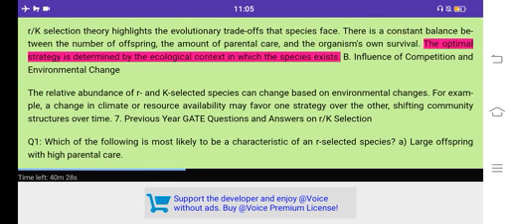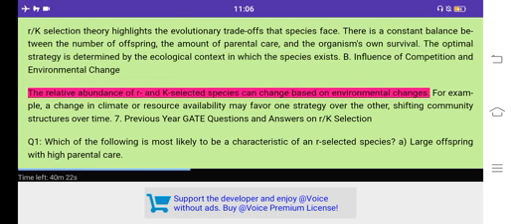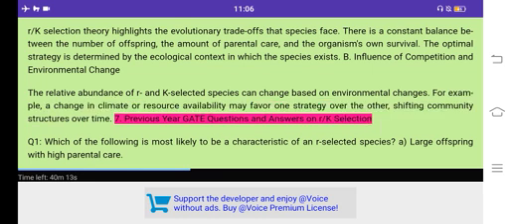The optimal strategy is determined by the ecological context in which a species exists. B. Influence of competition and environmental change. The relative abundance of R and K selected species can change based on environmental changes. For example, a change in climate or resource availability may favor one strategy over the other, shifting community structures over time.